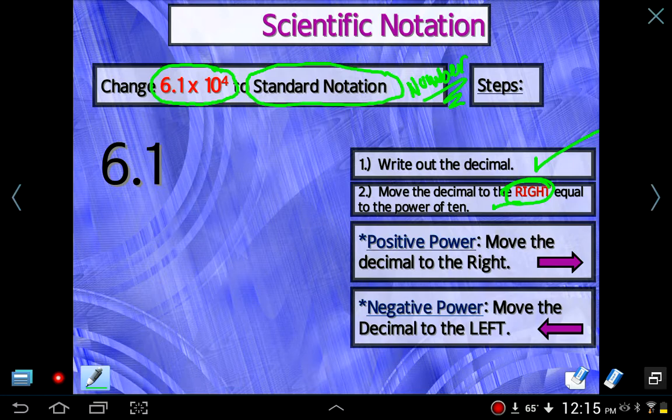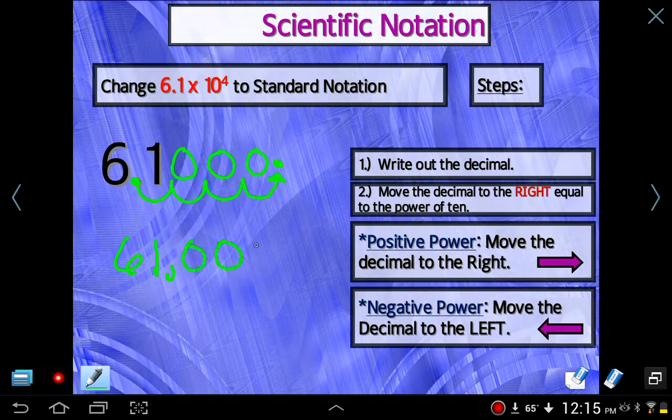Now we're moving it to the right because of this rule right here, because it's a positive power. You will have negative powers as well, and I'll talk about what to do when we get to that. But we're moving it to the right because it's a positive power. How many places? Well, that's the power of 4. So that's how far it's going to move to the right. I'm going to move that decimal 1, 2, 3, 4. So I'm going to put 3 zeros on there, and the decimal moved right there. And there's your answer.